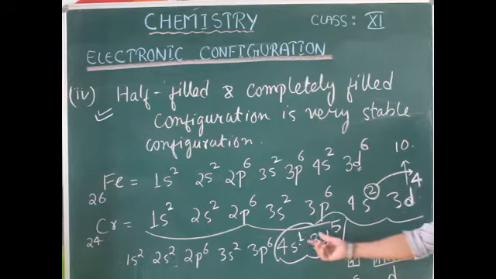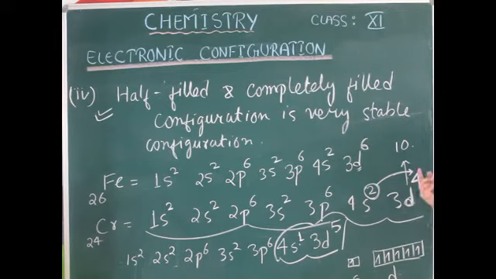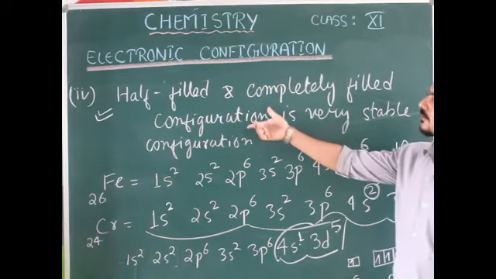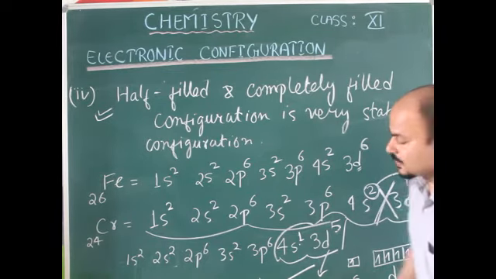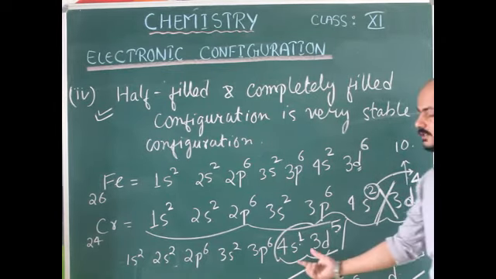Now whenever this 1 electron is sent to this d subshell, then this is exactly half filled and this is also exactly half filled. Therefore, according to this rule, this is the actual configuration of chromium, and the earlier one is the wrong configuration. Okay? I hope you understood this one.